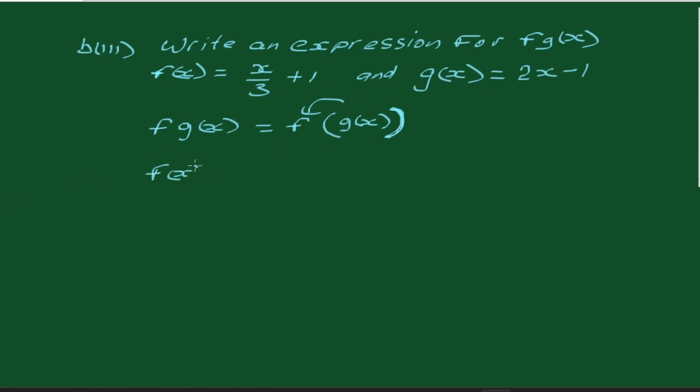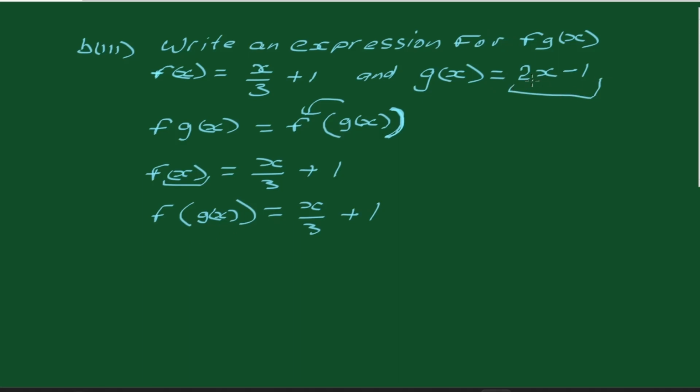Now the function f of x equals x over 3 plus 1. Since we are going to input the function g into the function f, we're going to replace this part of the function here. So it becomes f of g of x equals g of x over 3 plus 1. Now g of x, what is g of x? g of x is the same as 2x minus 1.